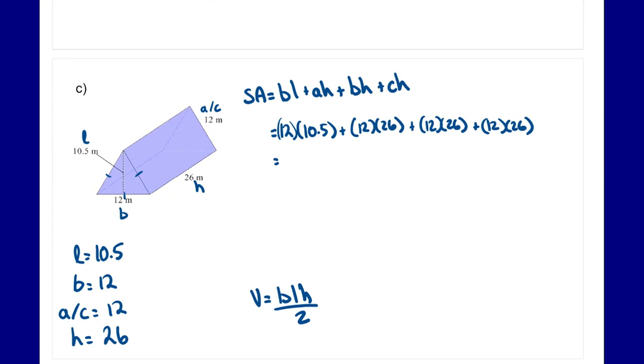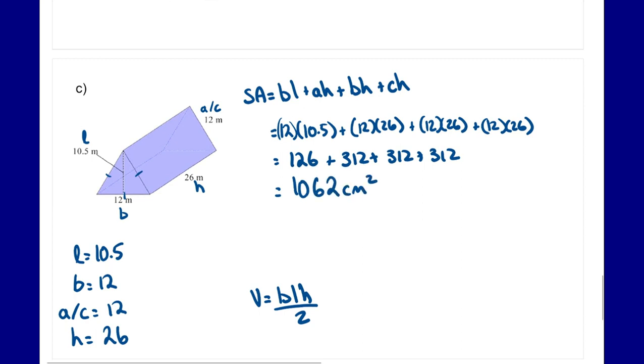So again, I'm going to calculate each one. Depending on how confident I am with my calculator, I could go through and enter this long string of multiplication and addition and get the same answer. Although it's not too bad because 3 of the calculations are exactly the same. So these last 3 values are all 312. So 312 times 3, or 312 plus 312 plus 312, plus 126, we get a surface area of 1,062 centimeters squared.